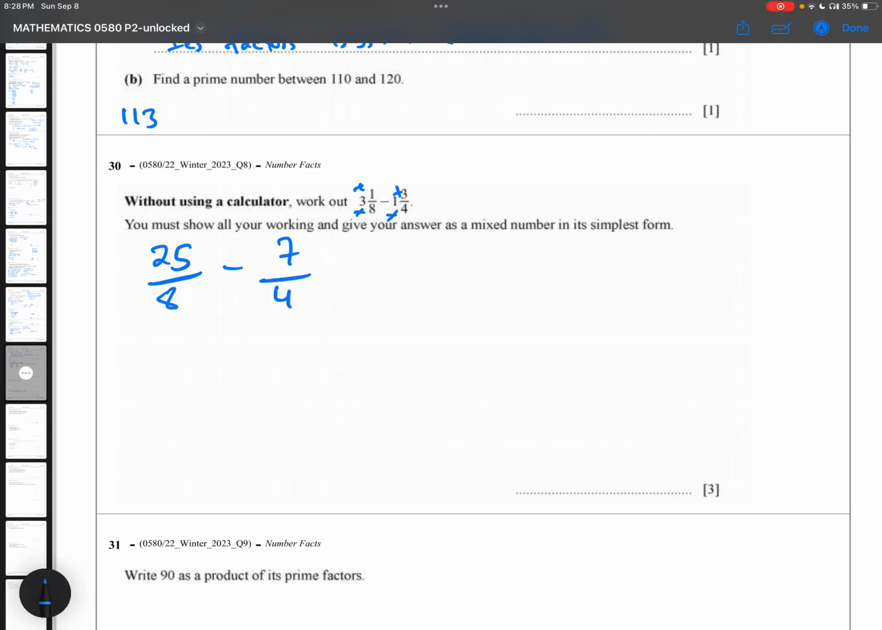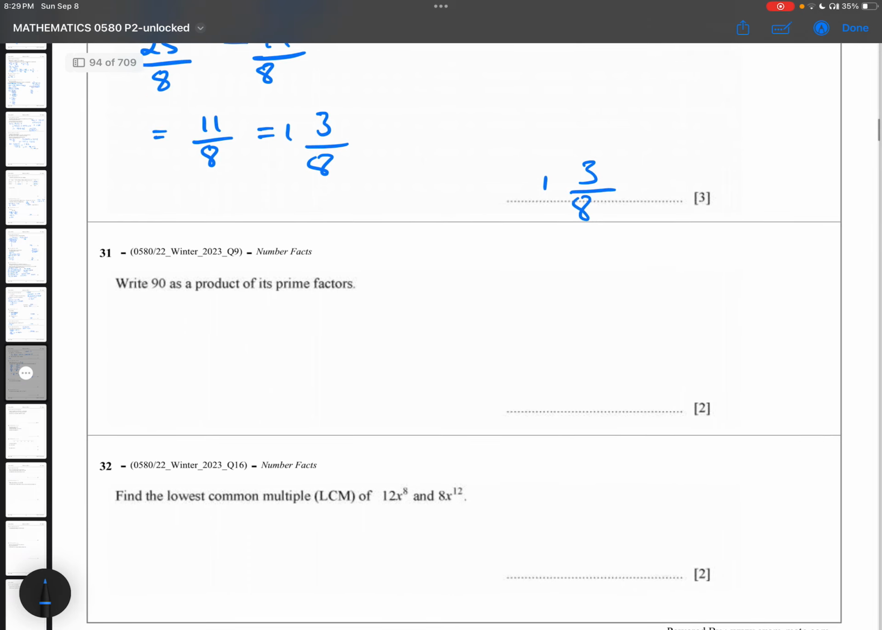The LCM of 4 and 8 is 8. We need to make the denominators common. So I will multiply this 4 by 2, it will become 8. The 7 also gets multiplied by 2. Now I have 25 upon 8 minus 14 upon 8. 25 minus 14 is, sorry, 11. Okay, 11 upon 8 is the answer. We have to convert this into a mixed number. So it's 1 whole 3 upon 8. This is our answer.